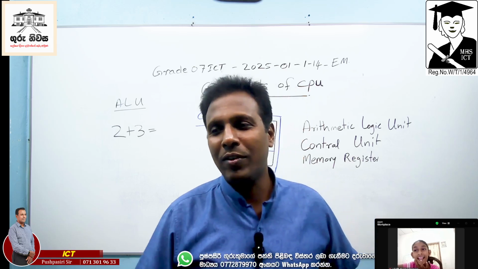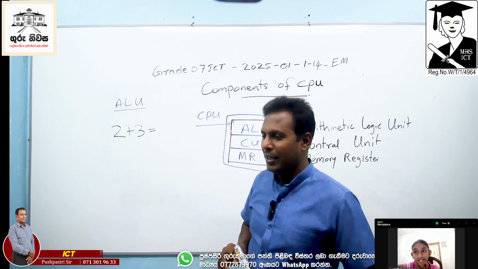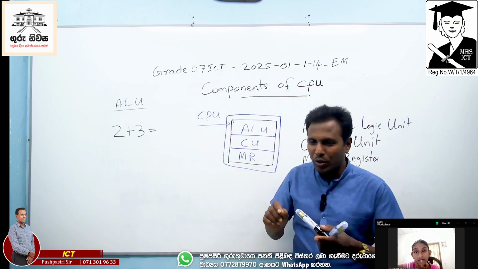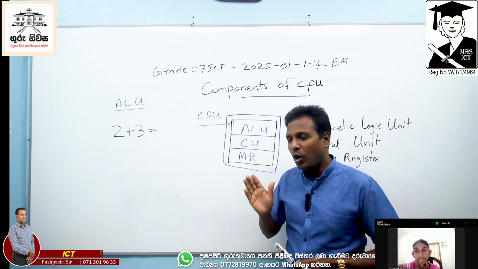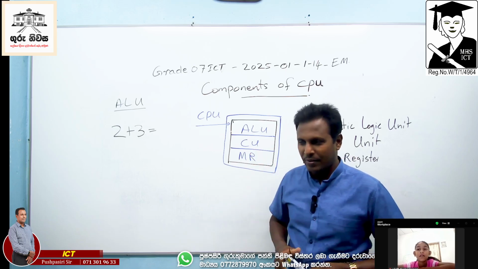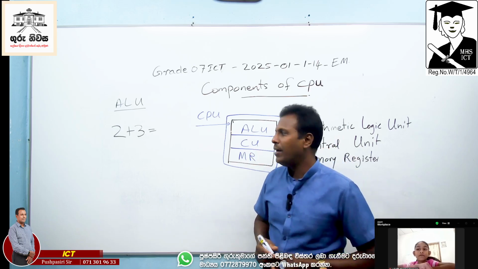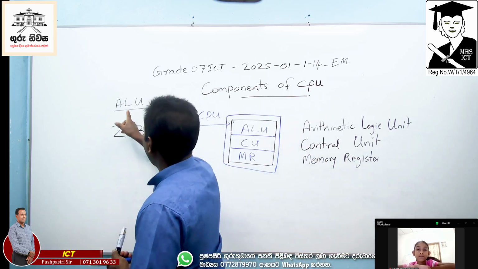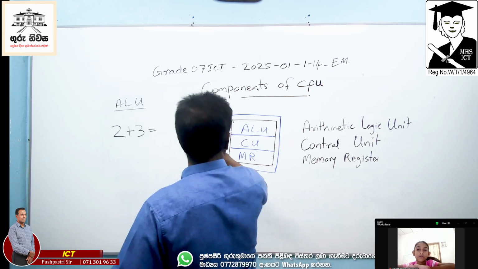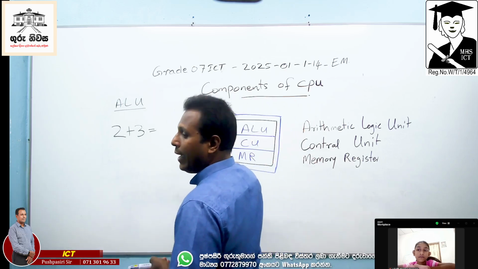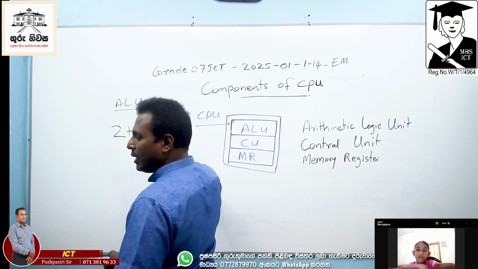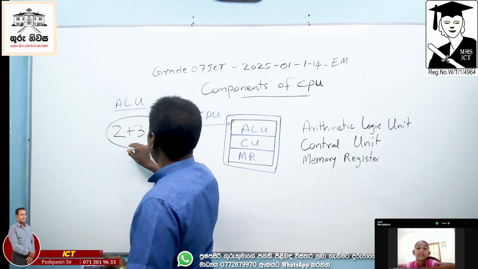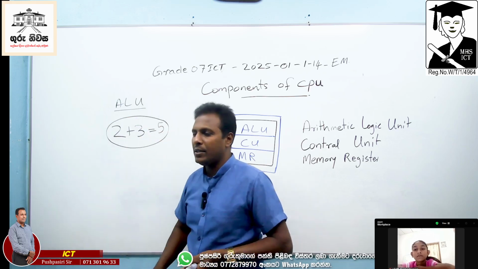So it will never make mistakes, right? Whatever inputs we give, according to the inputs, it gives us the output which is accurate. Clear? So now who does this part? Arithmetic. So this is what is happening in the CPU.